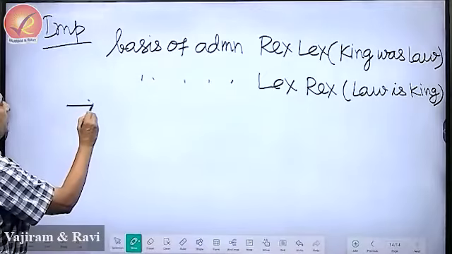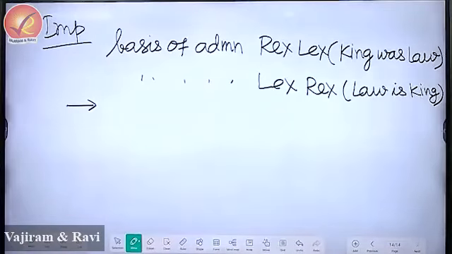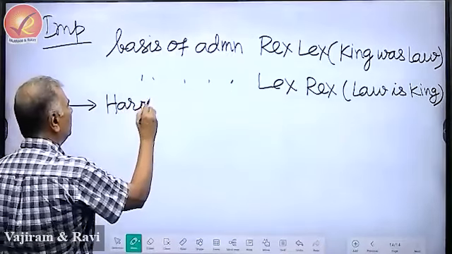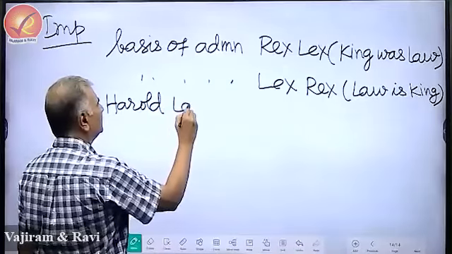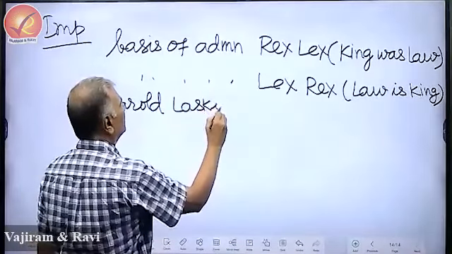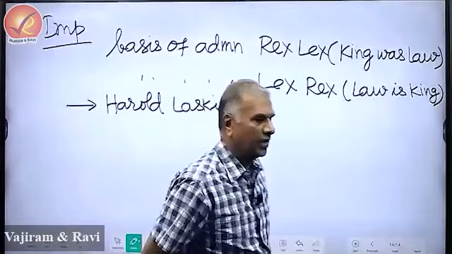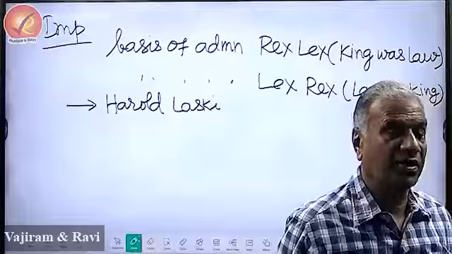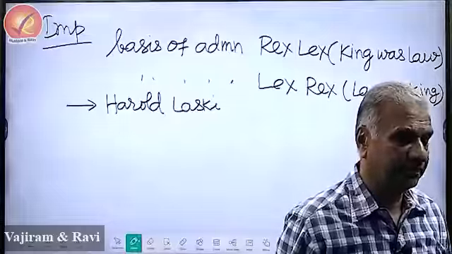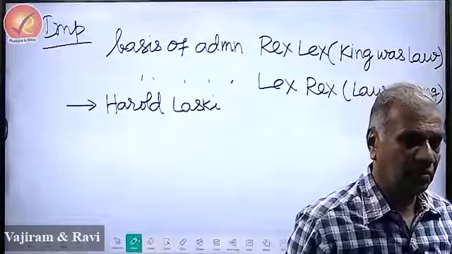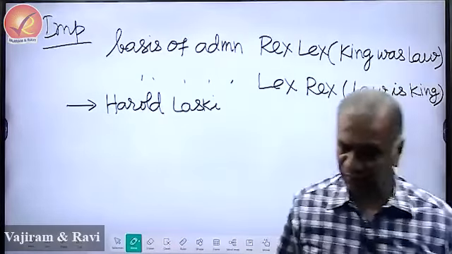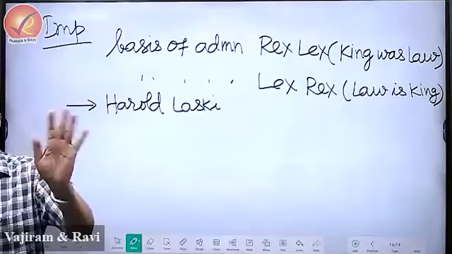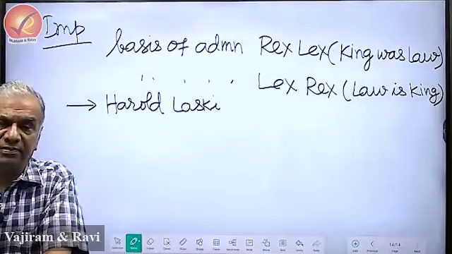The second importance of rule of law is, according to Harold Laski, a political philosopher, rule of law is essential for the functioning of a democracy. So rule of law is essential for the functioning of a democracy. No democracy can function without rule of law.